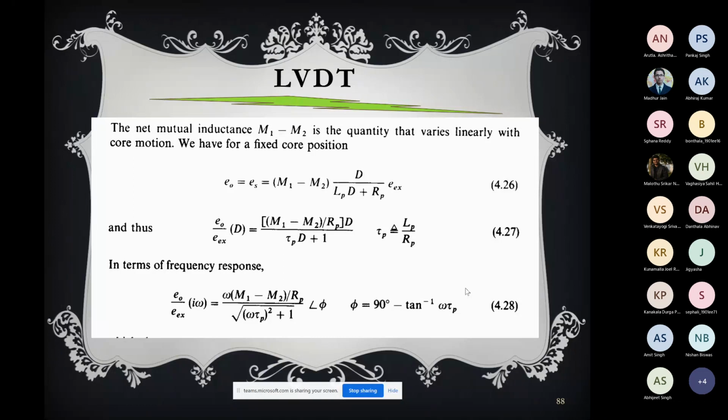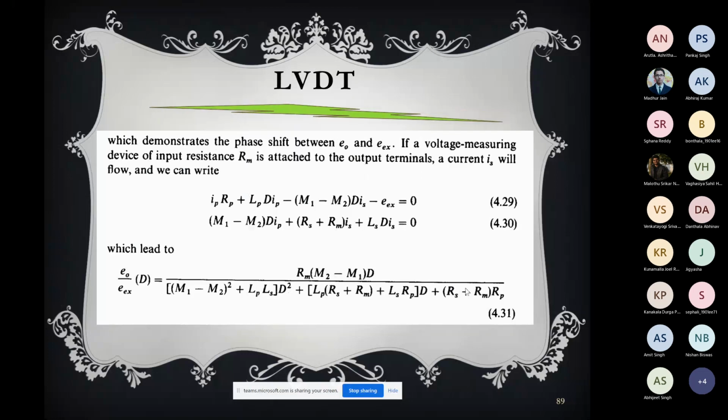90 degree minus tan inverse omega tau p. Okay, so this is all about this. Now we'll come into it later.